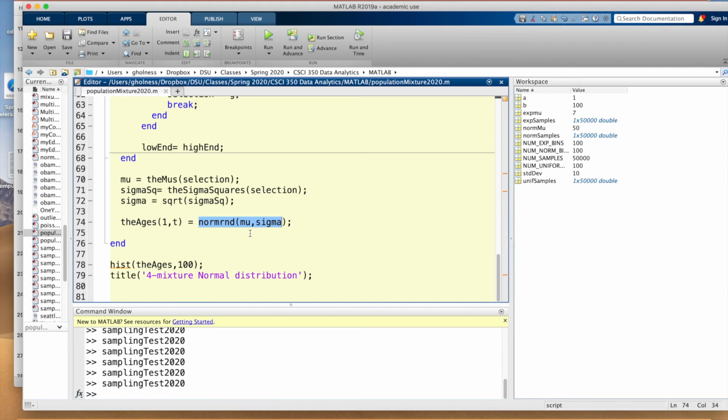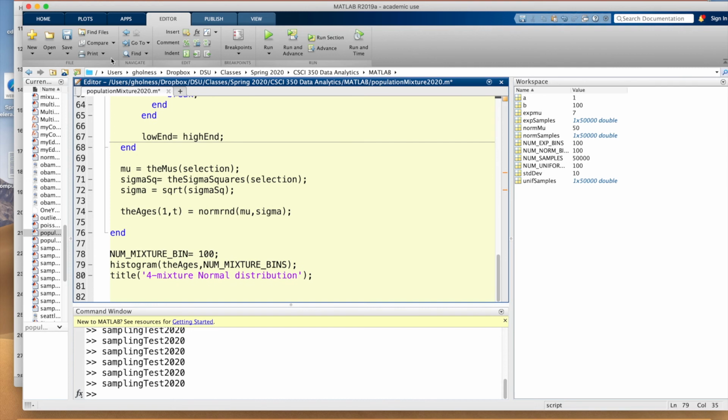Okay? Any questions about this? Does that make sense? All right. So I compute a histogram. Let me change it to histogram. And then my histogram has number of bins, num mixture bins, which is 100 bins, right? Because age between 0 and 100 kind of seems right. So let's say num mixture bins. Okay. And this is our mixture distribution.